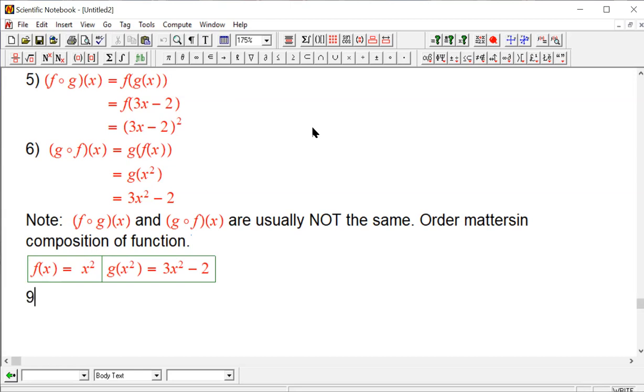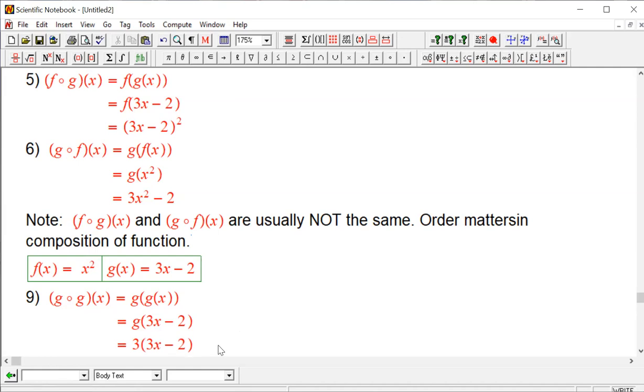Okay, so last one, number 9. G composite G of X equals G of G of X. Okay, and of course, we do it from inside out. So G of X is 3X minus 2, right? So 3X minus 2 will be the output of G of X. Now 3X minus 2 is in the place of that placeholder. And as a consequence, 3X minus 2 will be in the place of X in the output. So we're going to get 3 times 3X minus 2, minus 2.